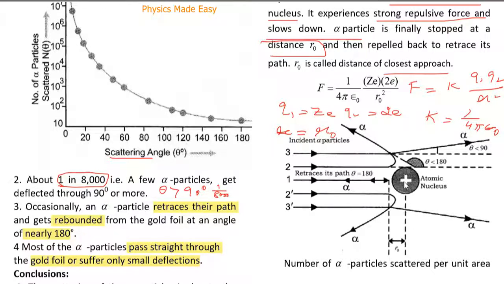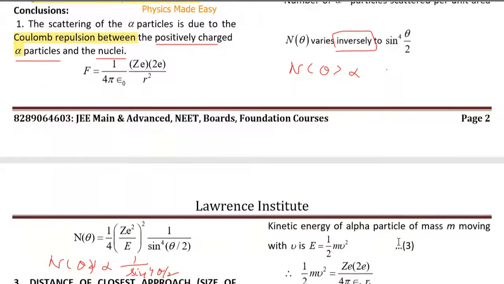R0 is the distance of closest approach. Closest approach means this particle starts from here. At this point, the whole of its energy is kinetic. When it approaches, kinetic energy gets converted into potential energy. At this point, the whole of the kinetic energy is converted into potential energy. And then, as the potential energy is positive, it is repelled back. So this is how we explain that R0 is the distance of closest approach.